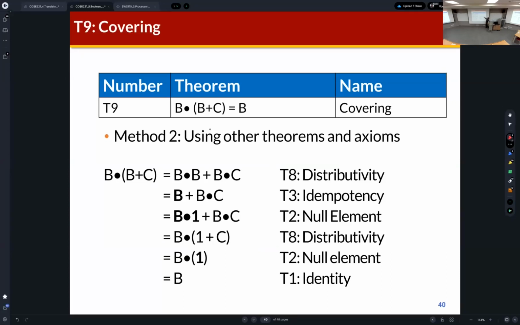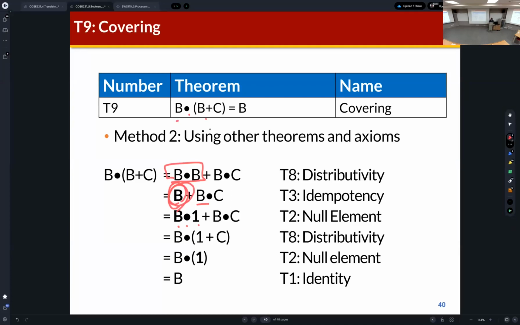Then how can we apply the other theorems? We can apply it like this. So B and B plus C, then it is B and B, and then B and C. We can apply the distributivity, right? And then we know B and B is B, right? Then B and C. Because B and B is B, right? Okay, we can rewrite this term as B and 1, right?